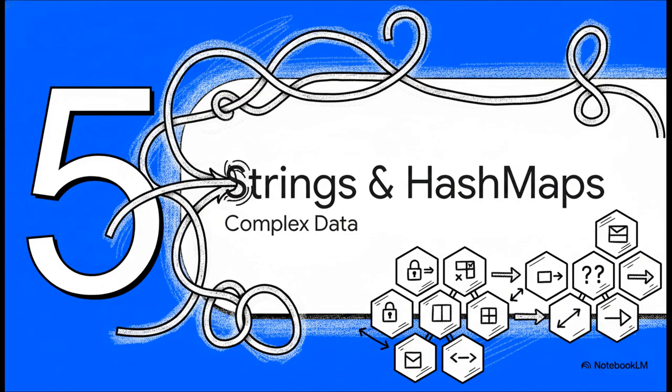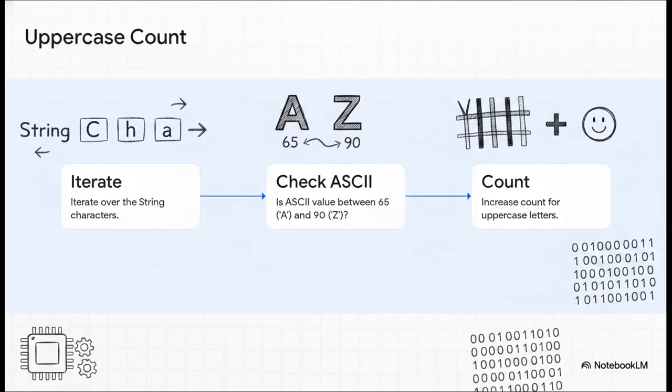Moving on to Section 5, Strings and Hash Maps. Time for some complex data handling. Here is a massive secret in Java. Characters are literally just ASCII integers under the hood.